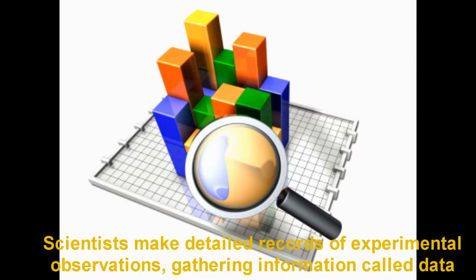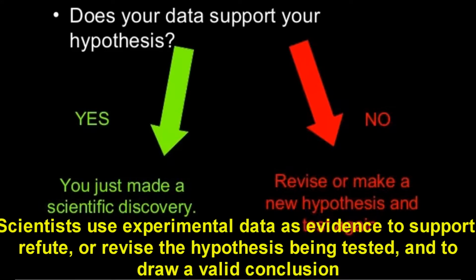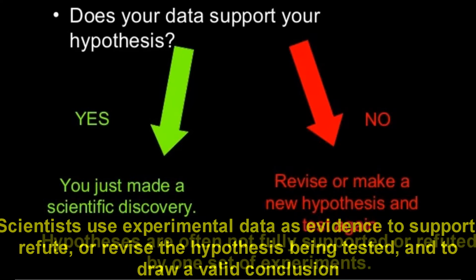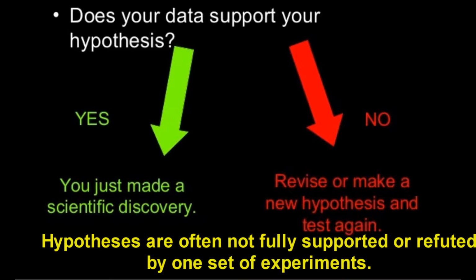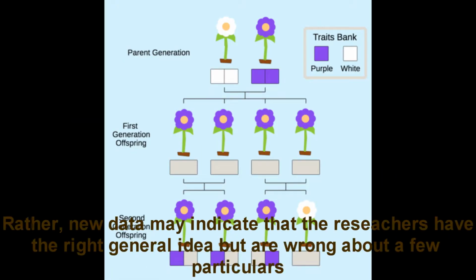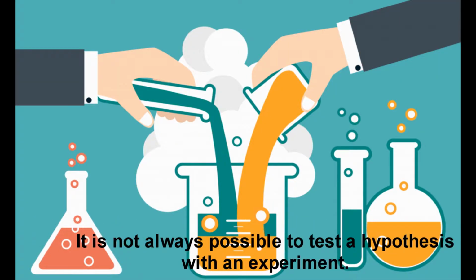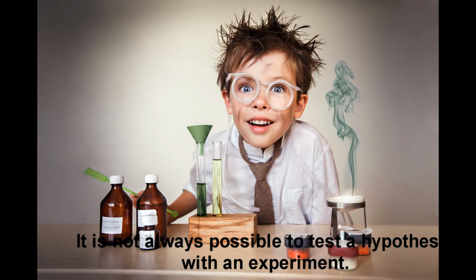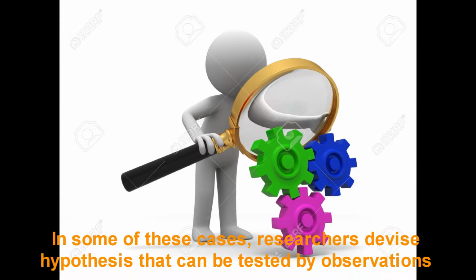Scientists make detailed records of experimental observations, gathering information called data. Science uses experimental data as evidence to support, refute, or revise the hypothesis being tested, and to draw a valid conclusion. Hypotheses are often not fully supported or refuted by one set of experiments. Rather, new data may indicate that the researchers have the right general idea but are wrong about a few particulars. It is not always possible to test a hypothesis with an experiment. In some of these cases, the researchers devise hypotheses that can be tested by observations.